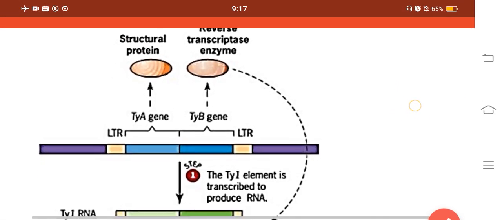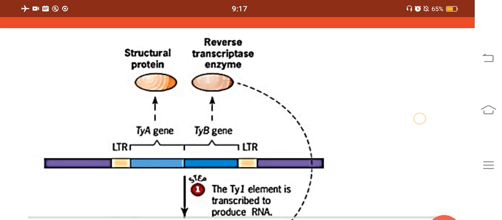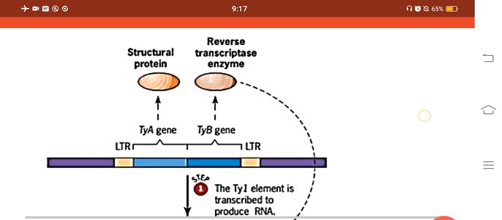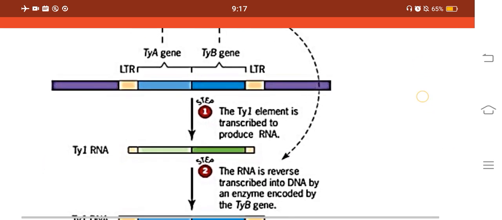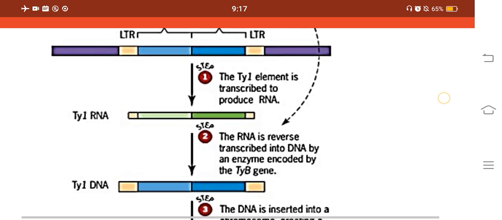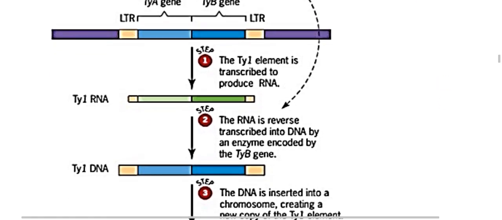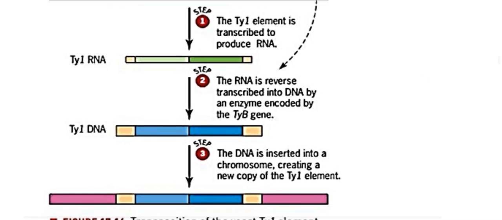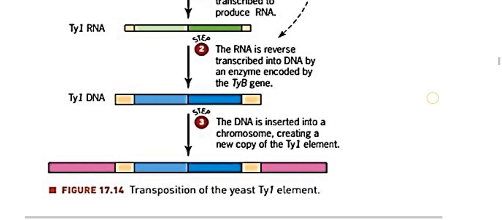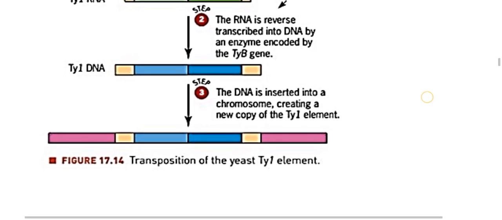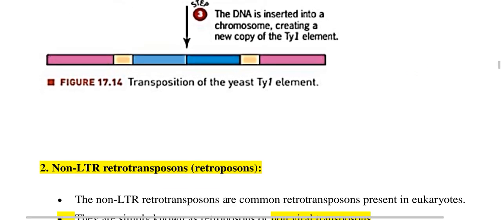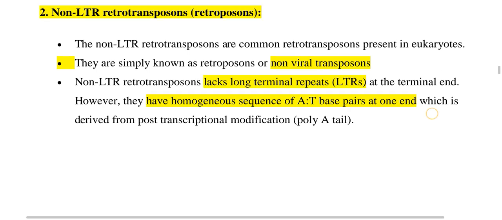So structural protein is there, reverse transcriptase enzyme, TYA gene, TYB gene, and LTR. The TY1 element is transcribed to produce RNA, TY1 RNA. The RNA is reverse transcribed into DNA by the enzyme encoded by the TYB gene. The DNA is inserted into the chromosome, creating a new copy of TY1 element. Transposition of the yeast TY1 element.